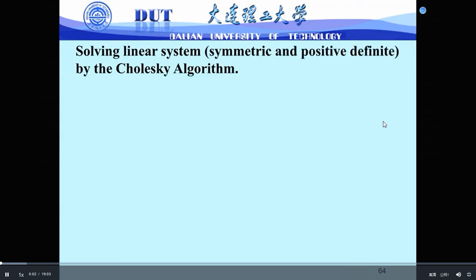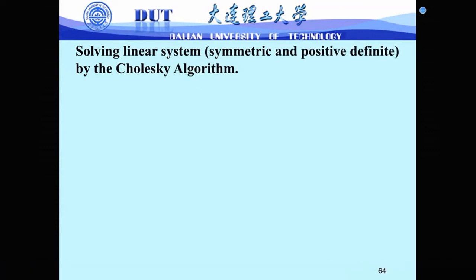Okay, now let's compare the two algorithms, Gaussian elimination and Cholesky algorithm. Now we consider solving a linear system. Of course, we need to consider the special case, symmetric and positive definite. Of course, you can always use Gaussian elimination to solve the linear system, but now we have a special algorithm, Cholesky algorithm.